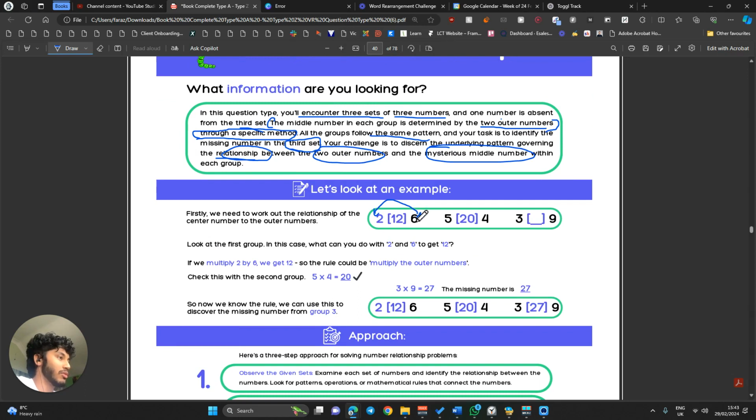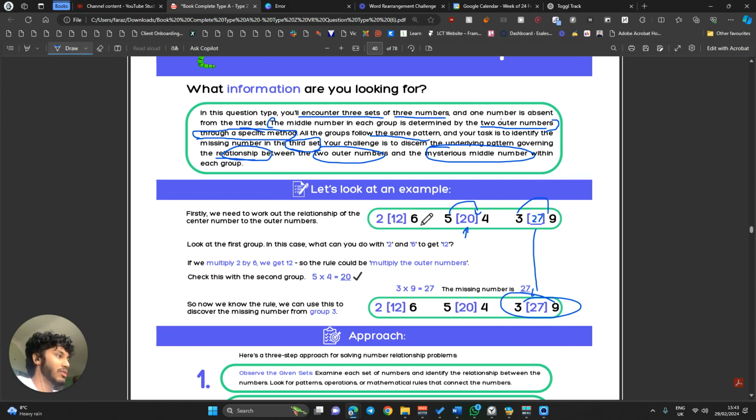Most of you will be able to tell that this is just 2 times 6, so that's how we got 12. And then 5 times 4 gave us 20, so it's going to be 3 times 9, which is going to give us 27. So there you go, that's our answer, and now you can actually look down here as well, that it's 27.